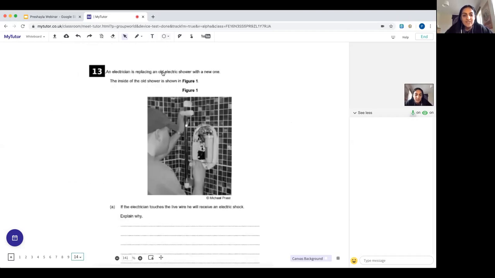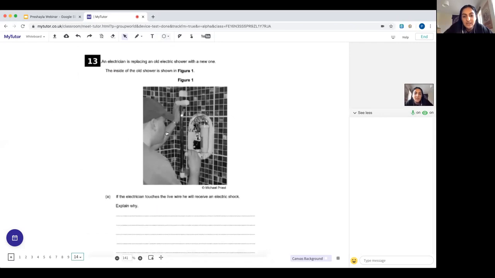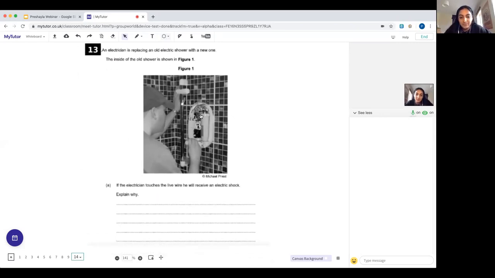So here we have an electrician replacing an old electric shower with a new one, and this is the inside of the shower here. If the electrician touches the live wire, he will receive an electric shock. Why would this happen? Now, again, this one is quite tricky, so don't worry if you don't get it straight away. Why would he receive an electric shock if he were to touch the live wire?